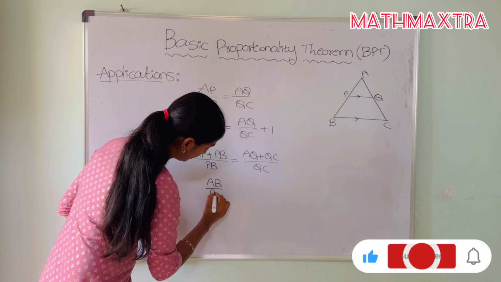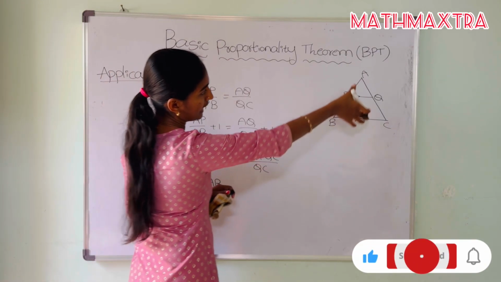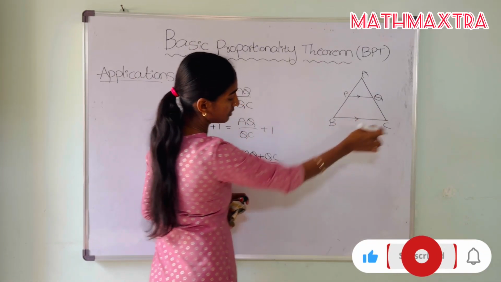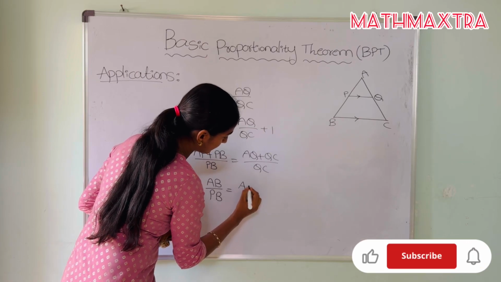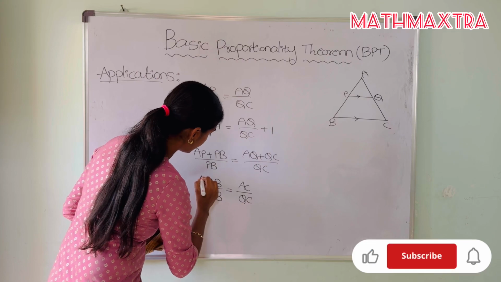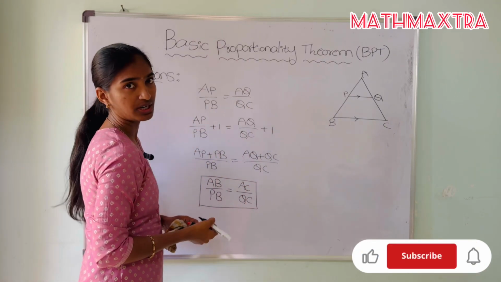AB by PB, and similarly you can write AC in place of AQ plus QC. We can write AC by QC. So this is the result we have obtained from the basic proportionality theorem.